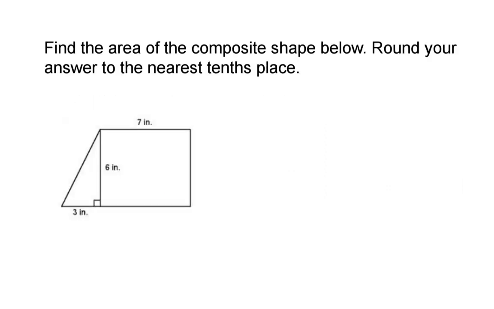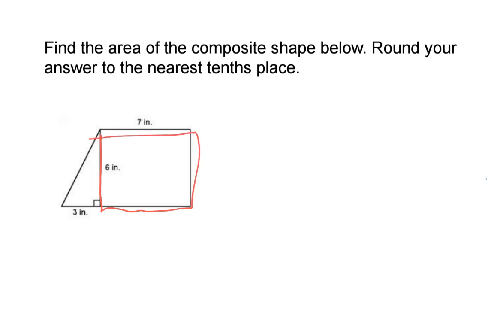All right, so in this first example, it says find the area of the composite shape below, round your answer to the nearest tenths place. If you look at this shape, we have a rectangle right here that is 7 inches by 6 inches. And then off to the side here, we have a triangle that has a base of 3 inches and a height of 6 inches. The approach that we're going to take is to find the area of the two shapes separately, and then add those values together, and we'll get the total area of the composite shape. So we will start with the rectangle.